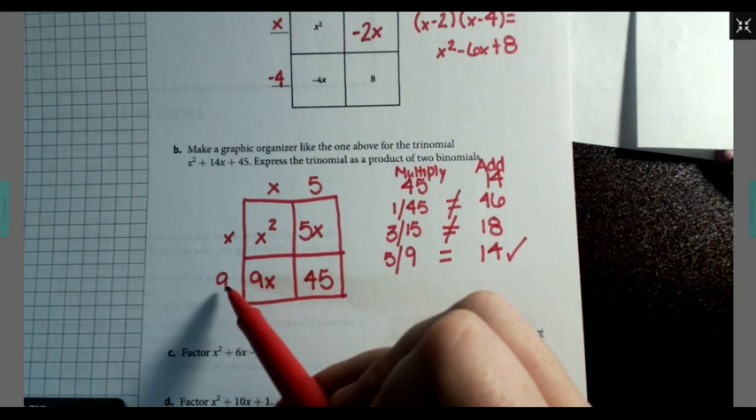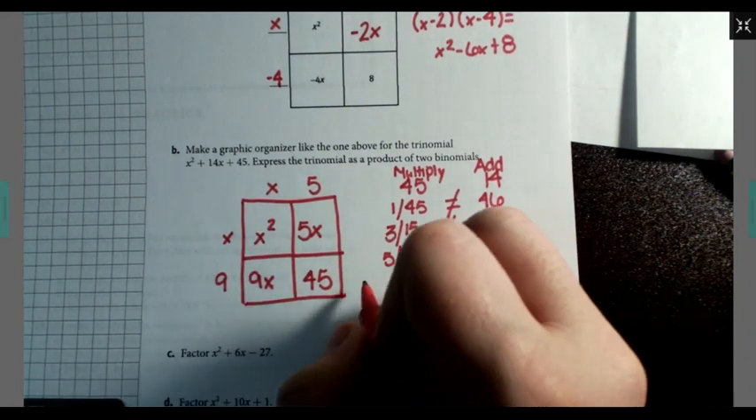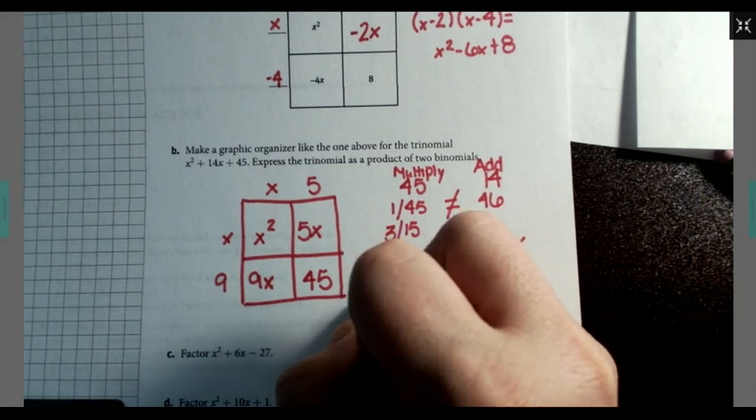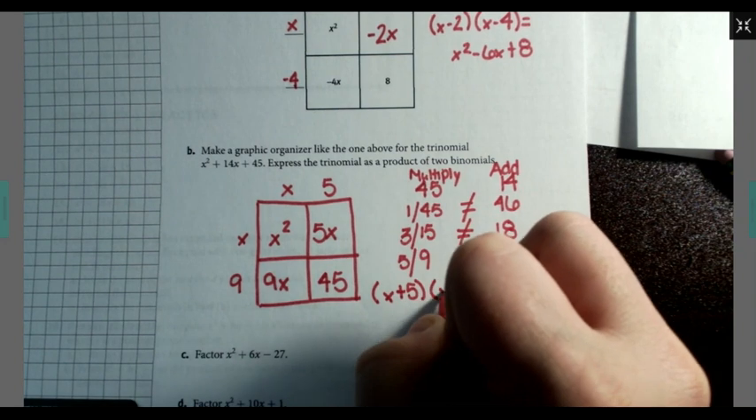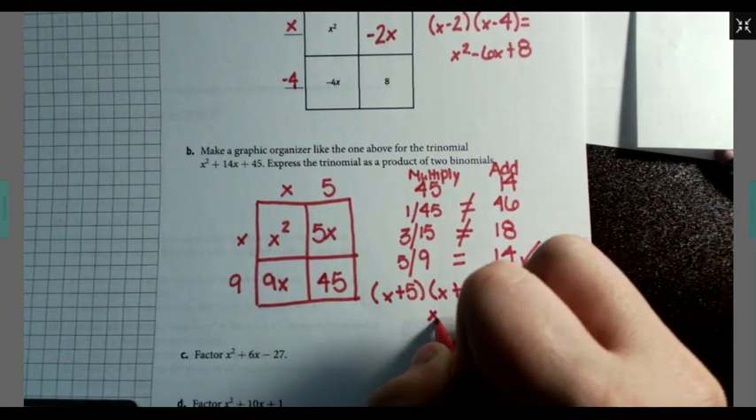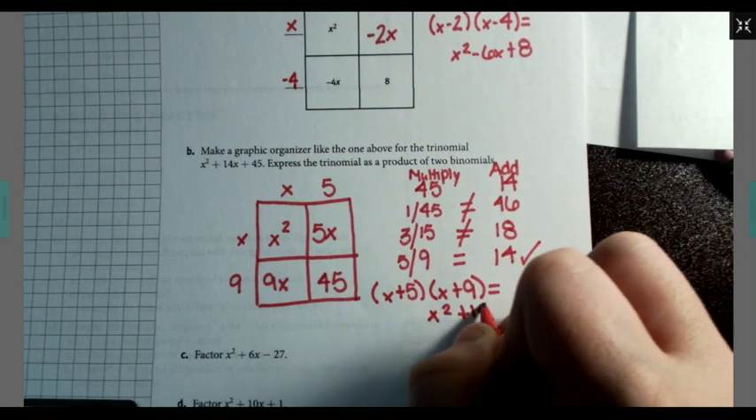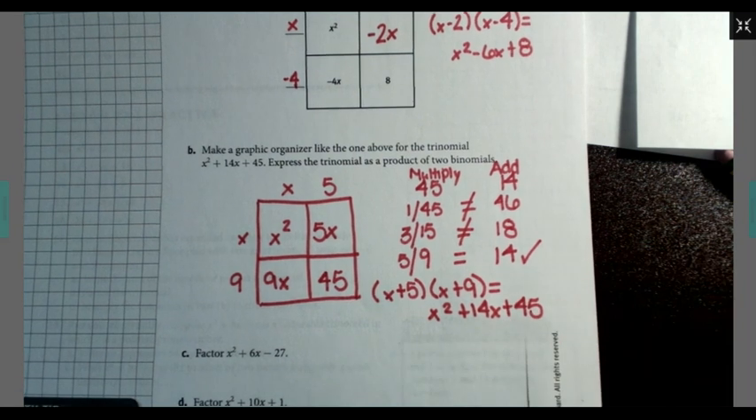And just as a double check, is 9 times 5, 45? Yes. So it says in the last step, write this as x plus 5, x plus 9, which does indeed equal x squared plus 14x plus 45.